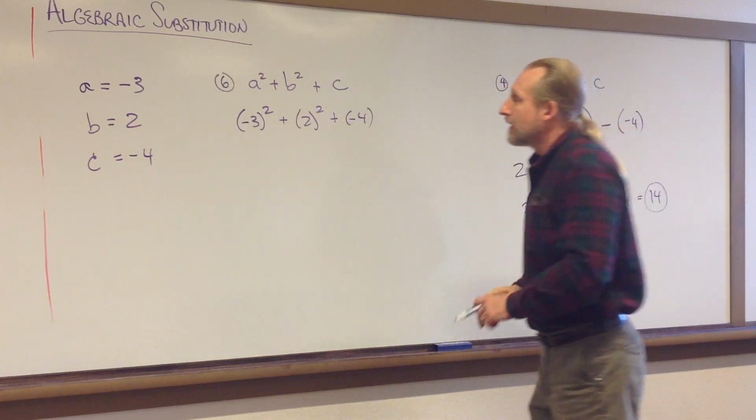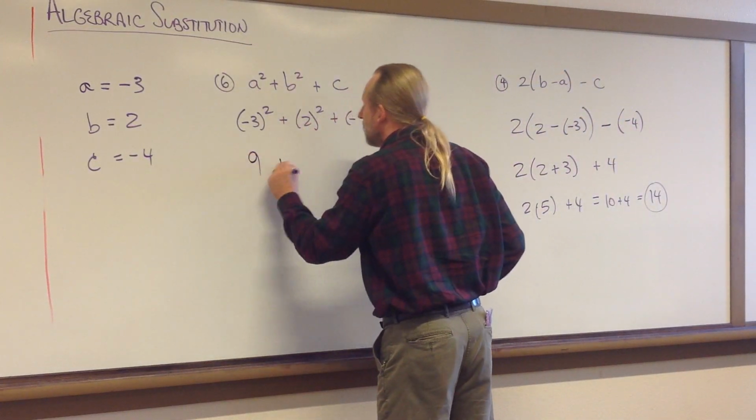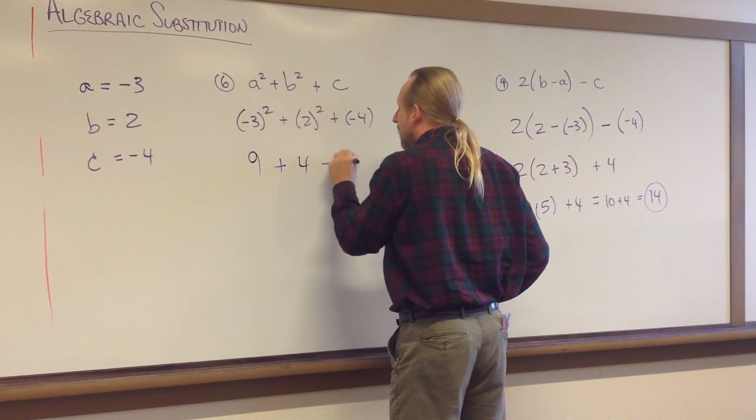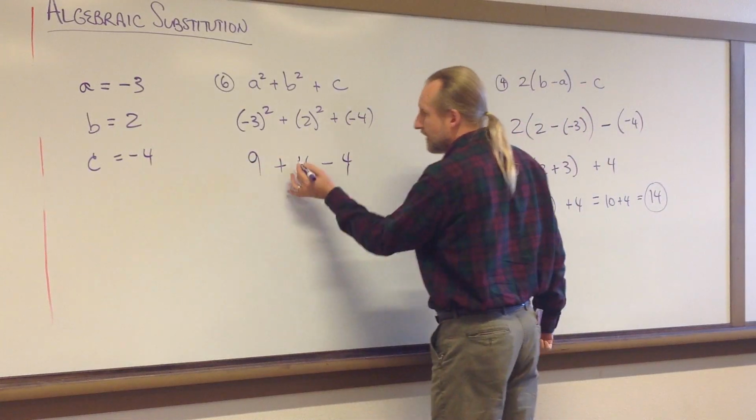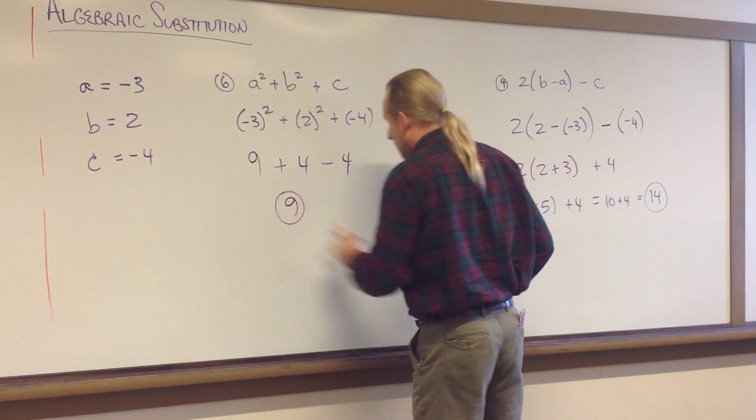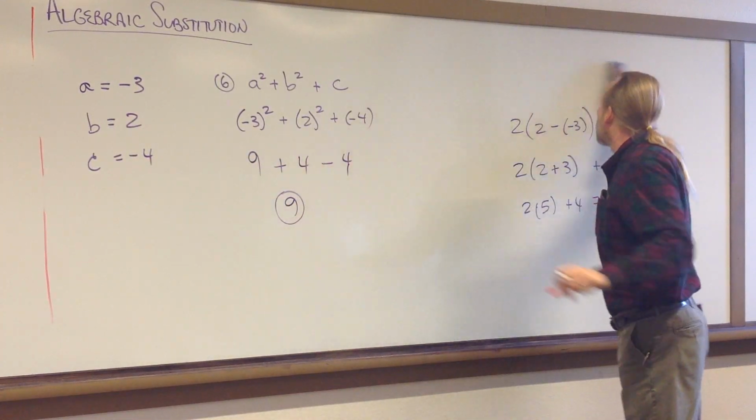Okay, so negative 3 squared is 9, 2 squared is 4, and then we get plus negative 4, which just means minus 4. This makes 0, and so in the end, we just come out with 9.